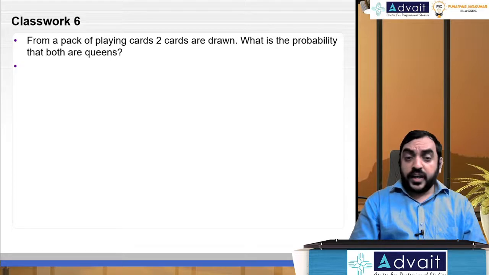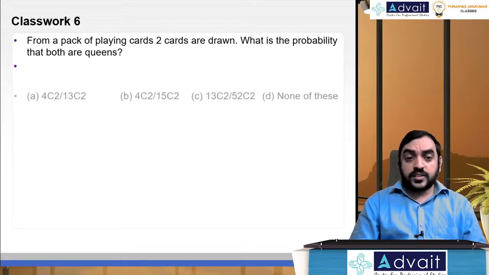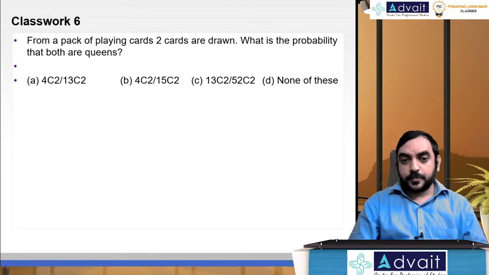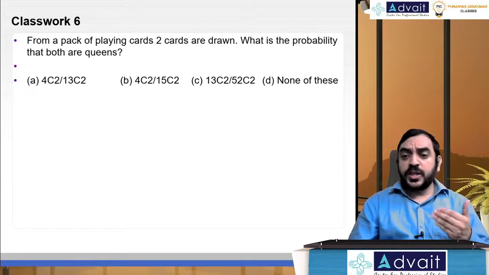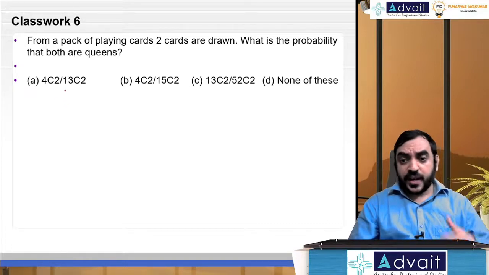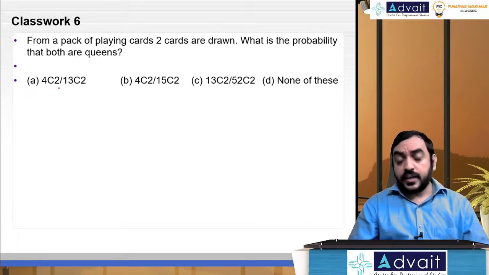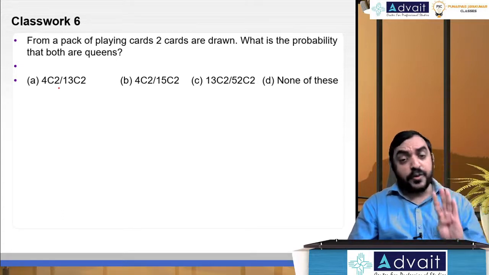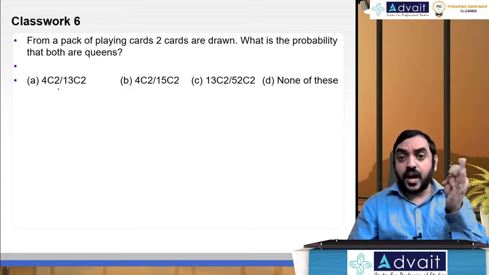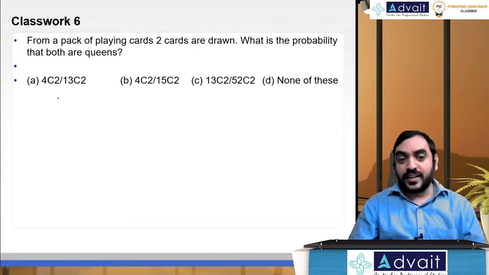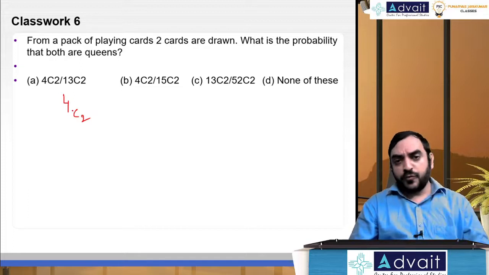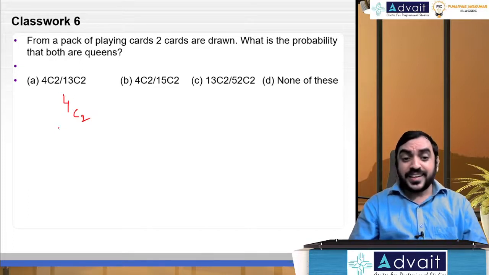From a pack of playing cards, 2 are drawn. What's the probability both are queen? You know, numerator should be favorable events. And how many queens are there? In a pack of 52 cards, there will be 4 queens, 4 varieties: diamond, heart, spade, club. So you are going to select 2 out of 4, 4C2. Whenever selection is more than 1, we use the concept of combinations.